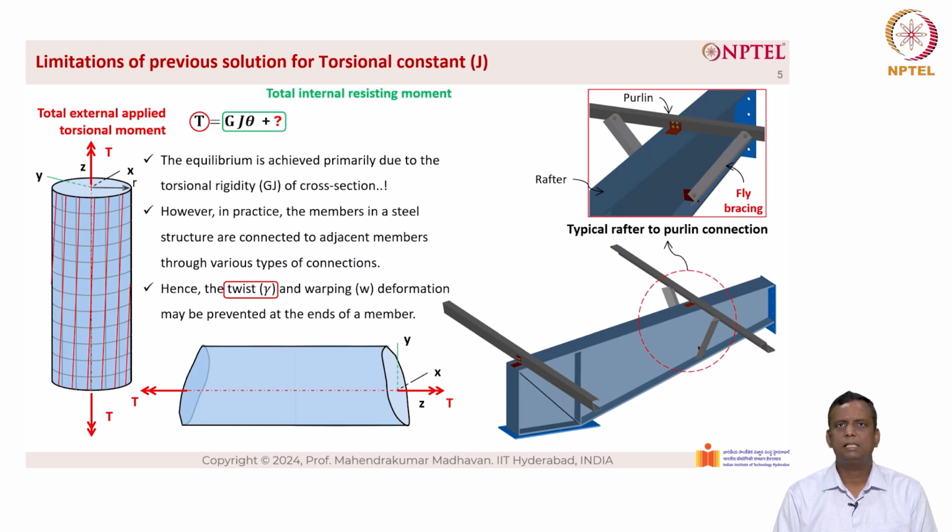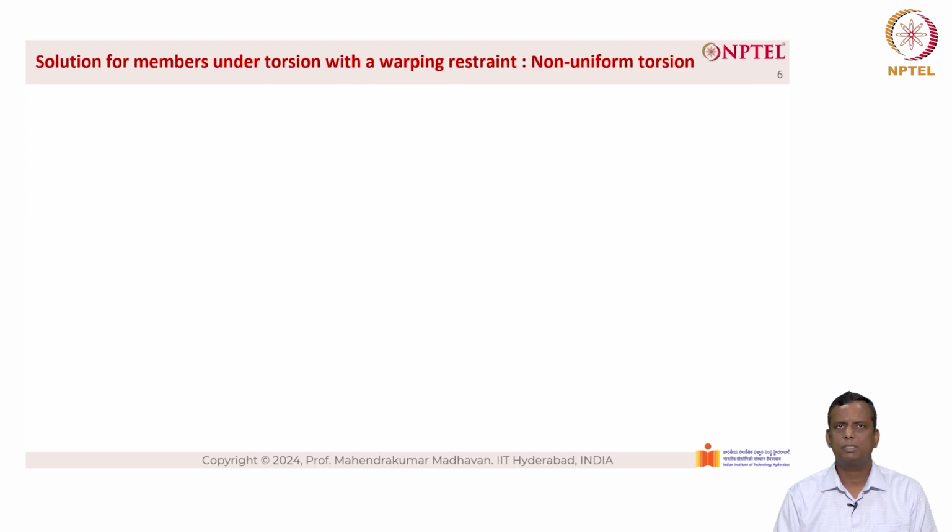So the total internal resisting moment is GJθ plus something. One is due to torsional restraint and another is due to warping restraint. Now let's look at the solution for members under torsion with a warping restraint, also known as non-uniform torsion.